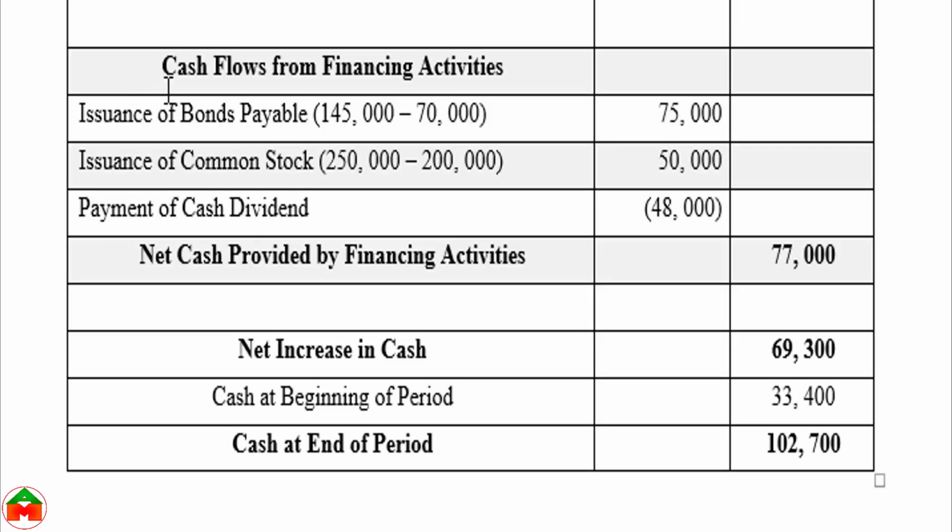So here we can see cash flows from financing activities. First item is issuance of bonds payable. The issuance of bonds payable will result in a cash inflow. Here the amount of inflow is 75,000. Now we are going back to the question.